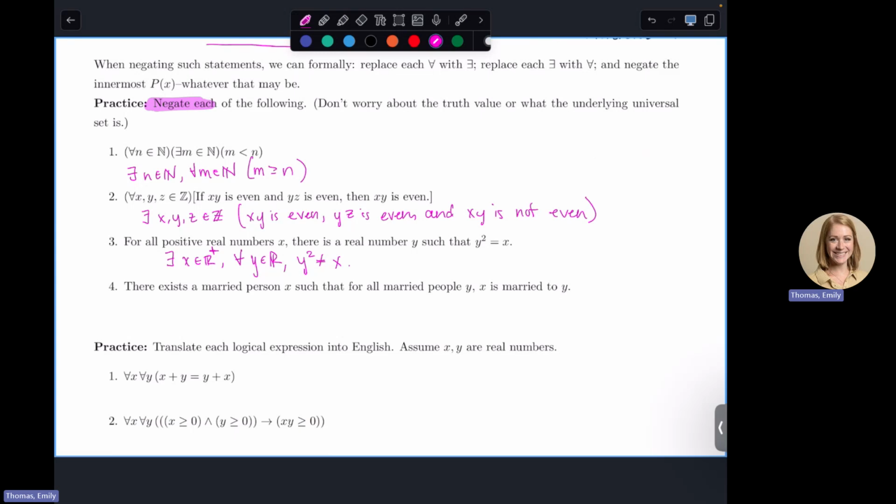Okay. Number 4, there exists a married person X such that for all married people Y, X is married to Y. I'm going to write it in words. For all married people X, there is a Y where X is not married to Y.